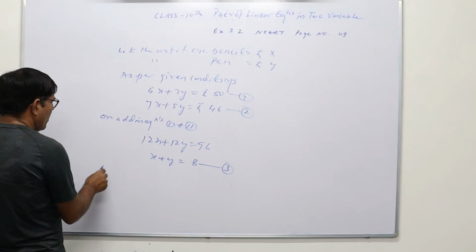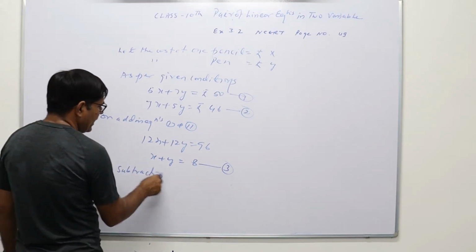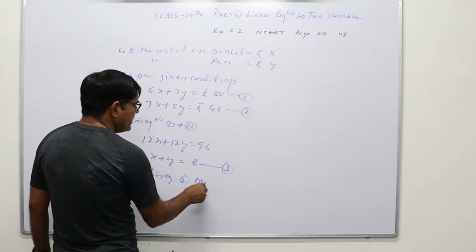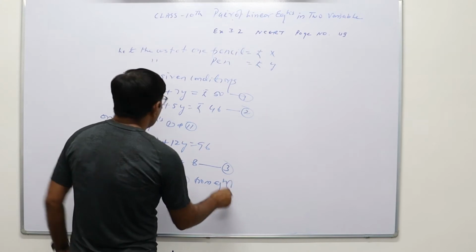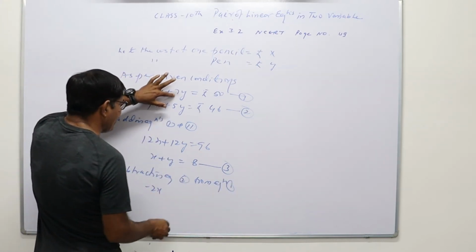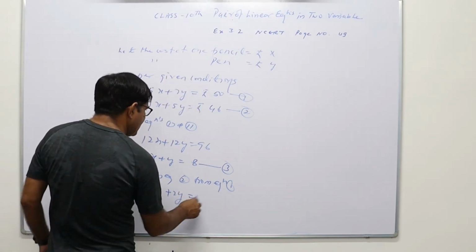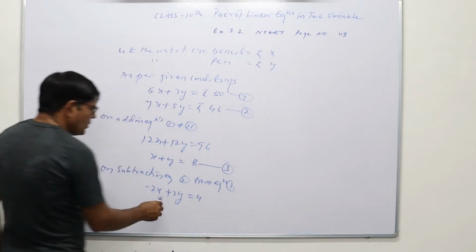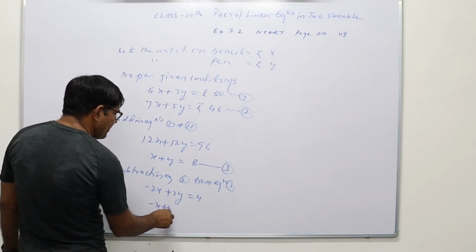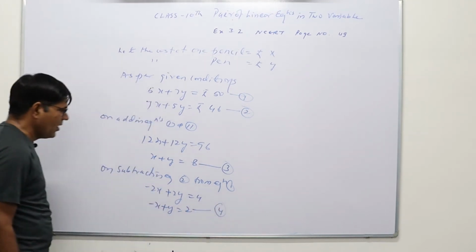Similarly, on subtracting equation second from first, so 5x minus 7x is minus 2x, 7y minus 5y is plus 2y, 50 minus 46 is equal to 4. So on dividing by 2 on both sides, minus x plus y equals 2. Let us suppose this is equation number 4.